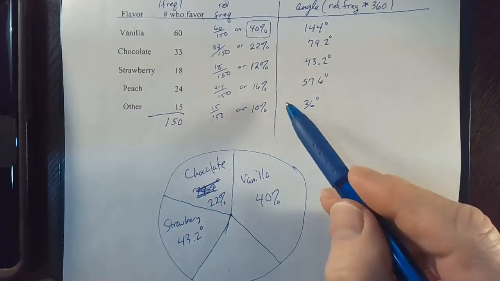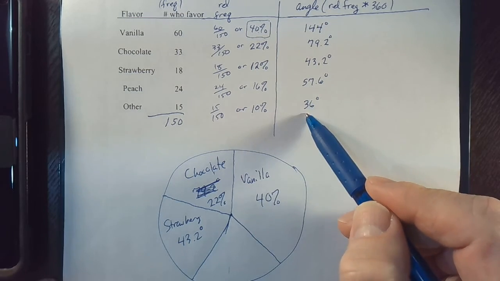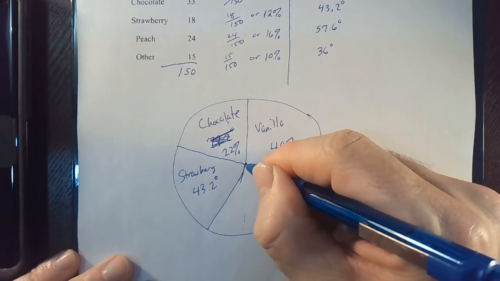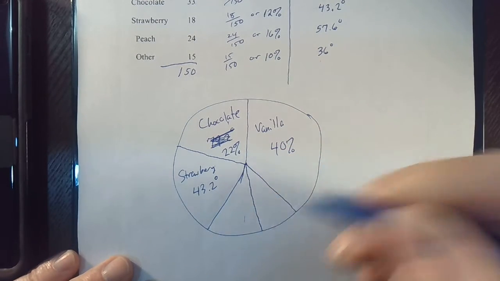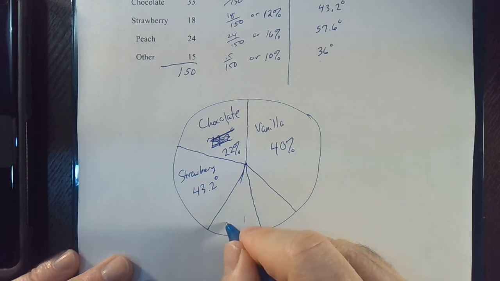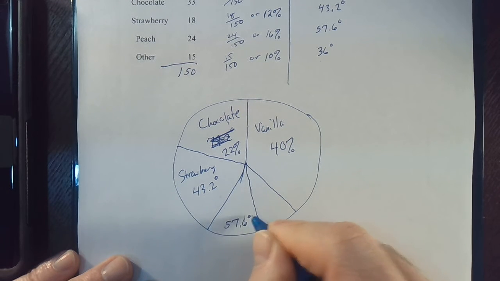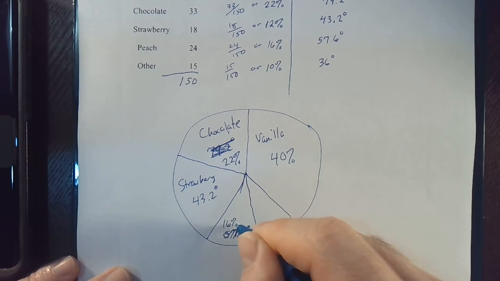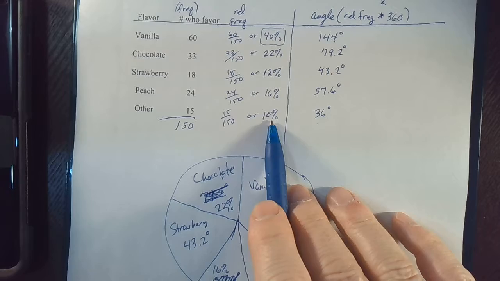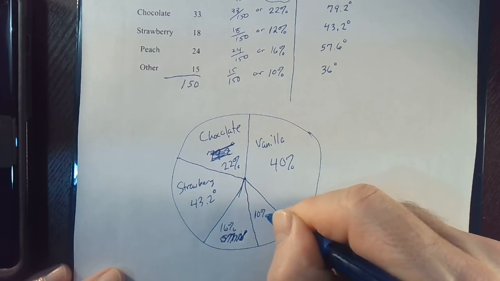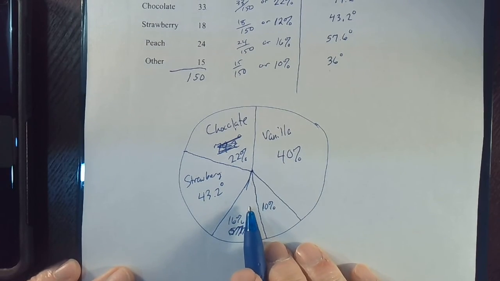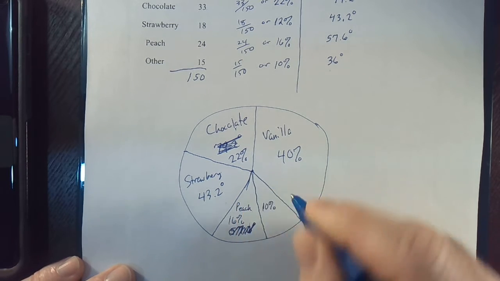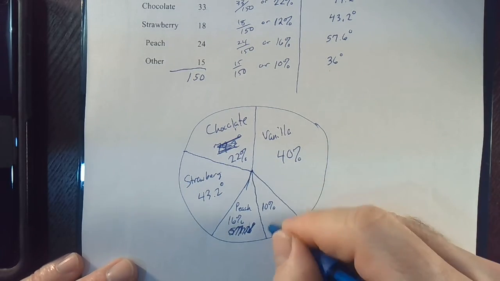Okay, we only have two more to do, 57 and 36. So 57 is obviously greater than 36. We're not going to get too precise here. Let's just do it like that, and we'll say that this is the 57.6, 16% and 10%. And the 16% was for peach, and the 10% was for other.